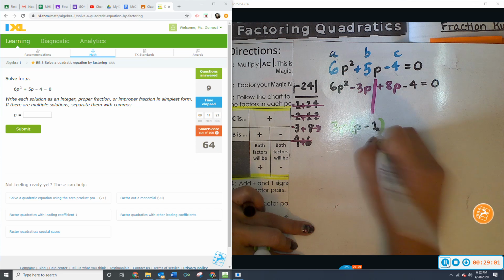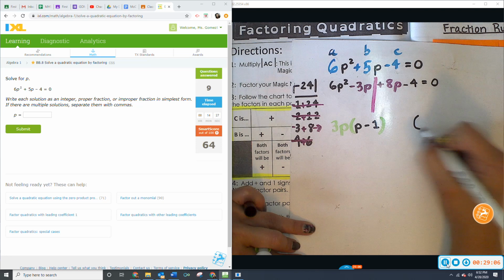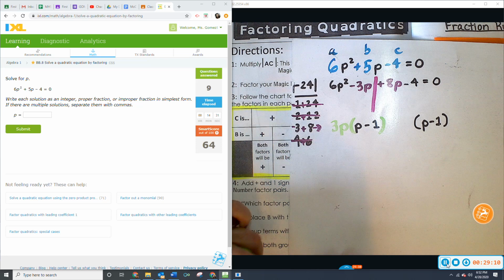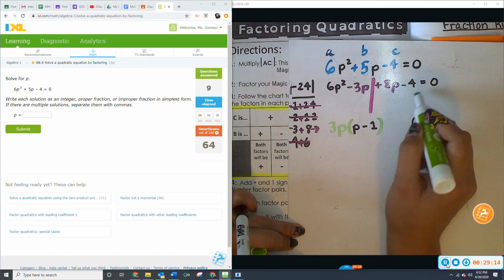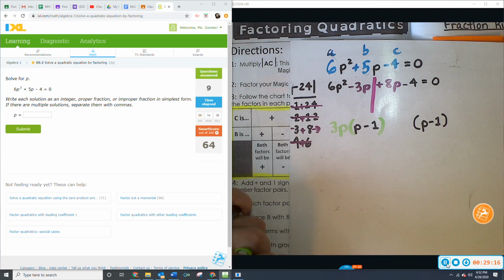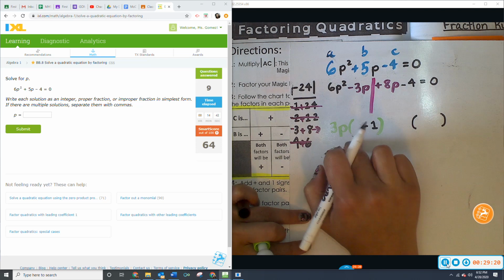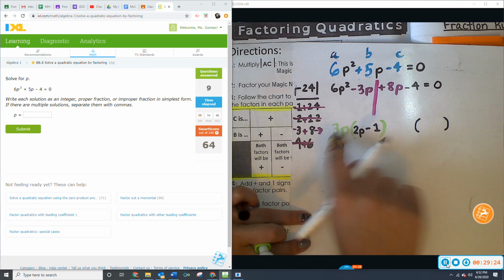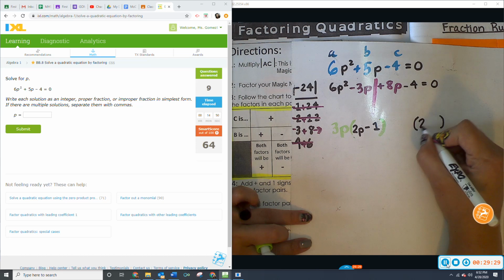Now, if that's the case, then that means over here, I should also have p minus 1. Oh, wait, I made a silly mistake, because 3p times 2p gets me 6p squared, and 3p times negative 1. Okay, so I should have a 2p minus 1.